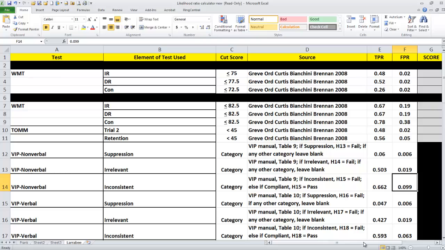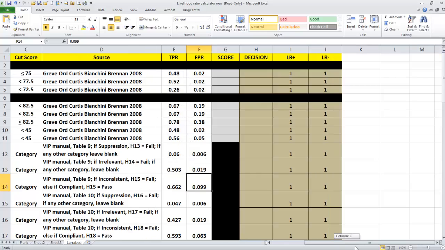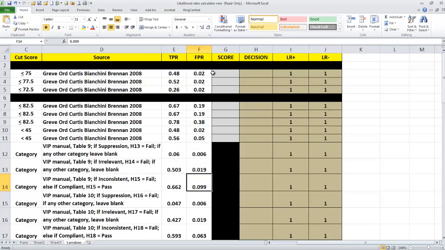Now what you do, let me just show you what you do for this file. Let's say that you use this, okay? Let's say the word memory test, you're going to get an 80, 75, and a 75, okay? Well, what's the decision? Well, 80 is a pass. You're going to put pass in here. And then it's going to calculate a likelihood ratio for you.